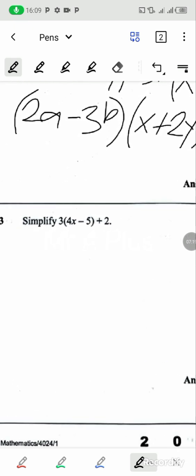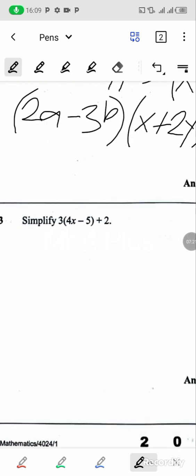So how do we simplify? The first thing that we are going to do here is to get rid of this bracket you are seeing here. So how do we remove the brackets? We are going to multiply with the 3 which is outside. So we say 3 times 4x, the answer will be 12x. Then 3 times negative 5, it will be negative 15. Then plus what? This side you have plus 2.